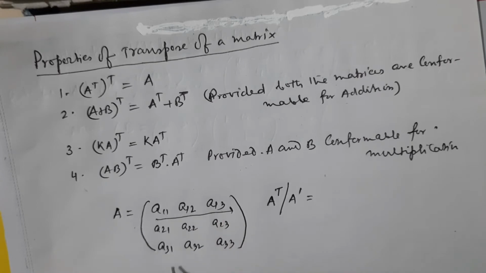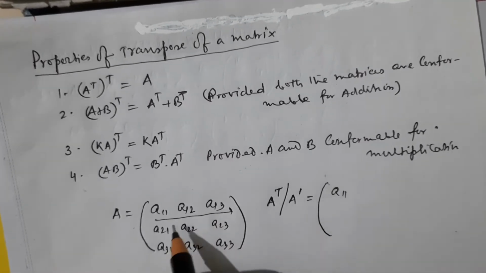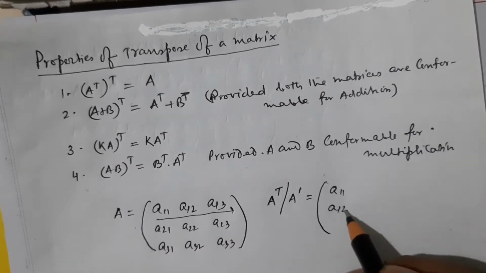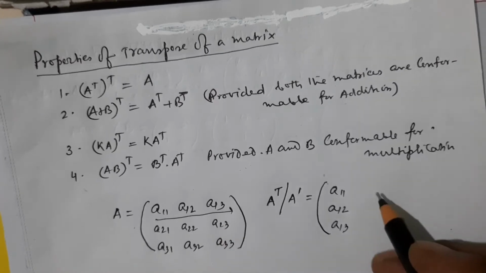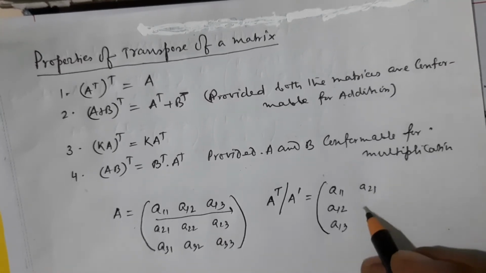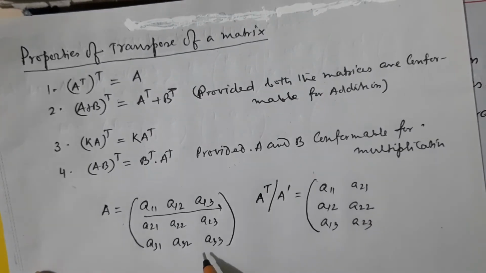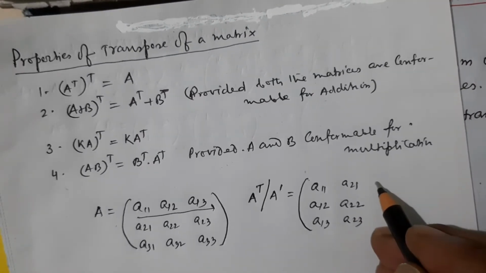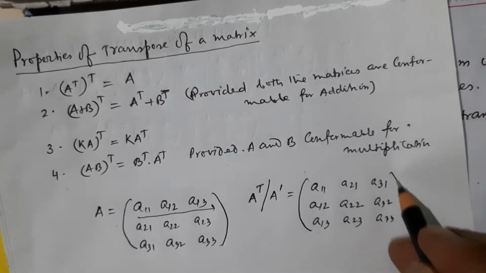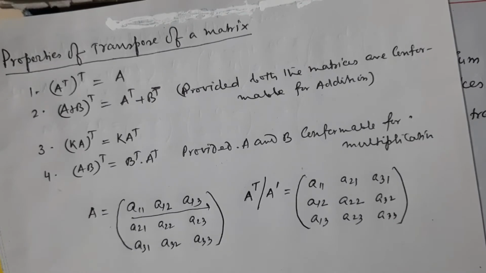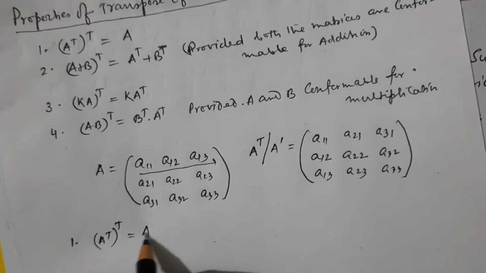This first row is converted to the first column, we get A11, A12, A13. Second row converted to the second column, A21, A22, A23. Third row converted to the third column, A31, A32, A33. And we get A transpose. The first property: A transpose, whole transpose, that is equal to A.